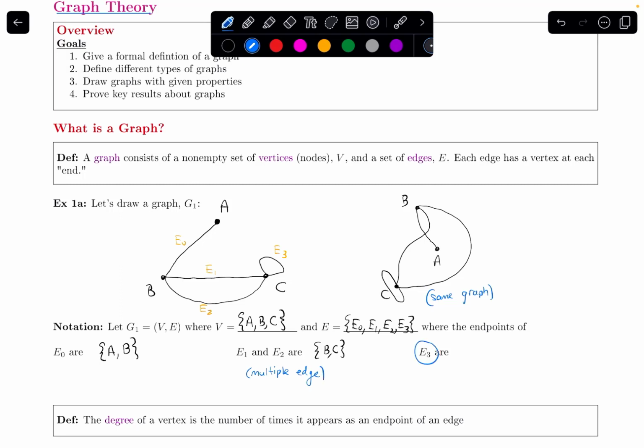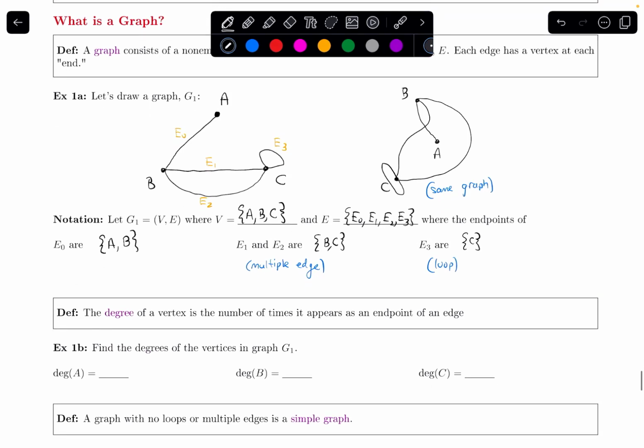All right, and then E3, that was our loop. When you have an edge connecting a vertex to itself, its endpoints, well, there was just one. It was just C. Okay, so we are ready to define the degree of a vertex. The degree is the number of times it appears as an endpoint of an edge.